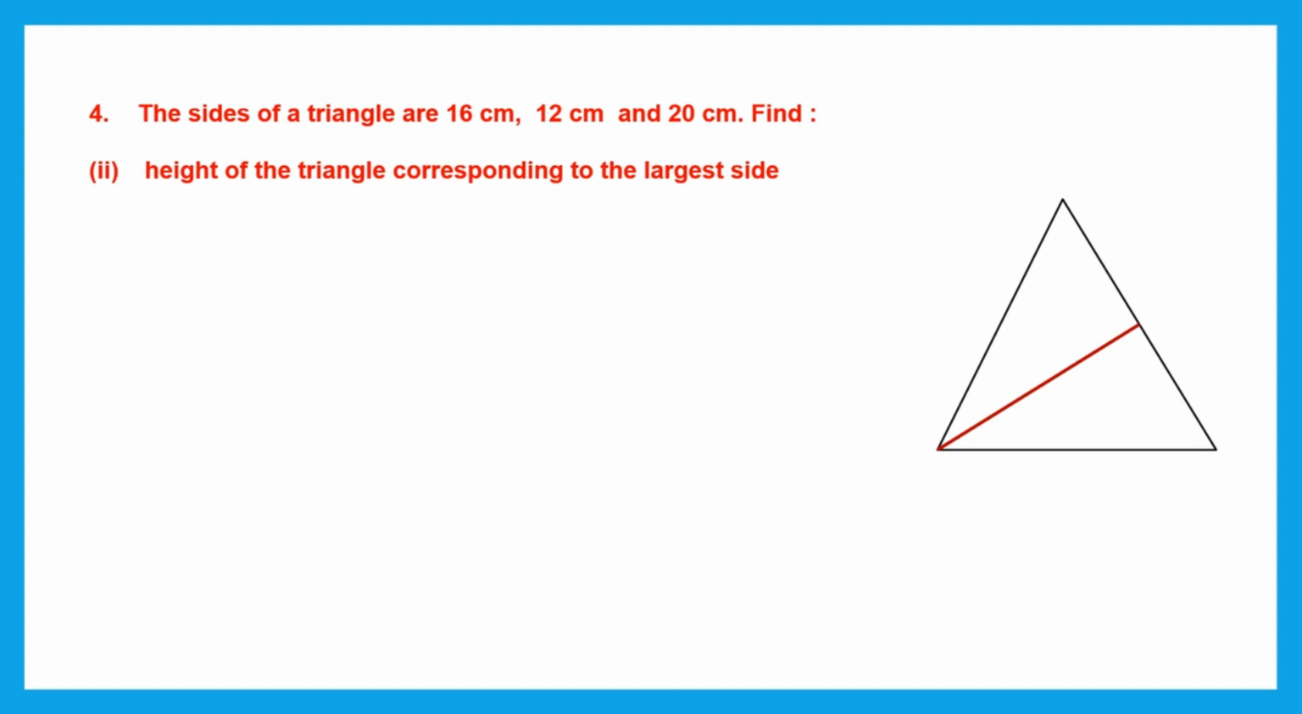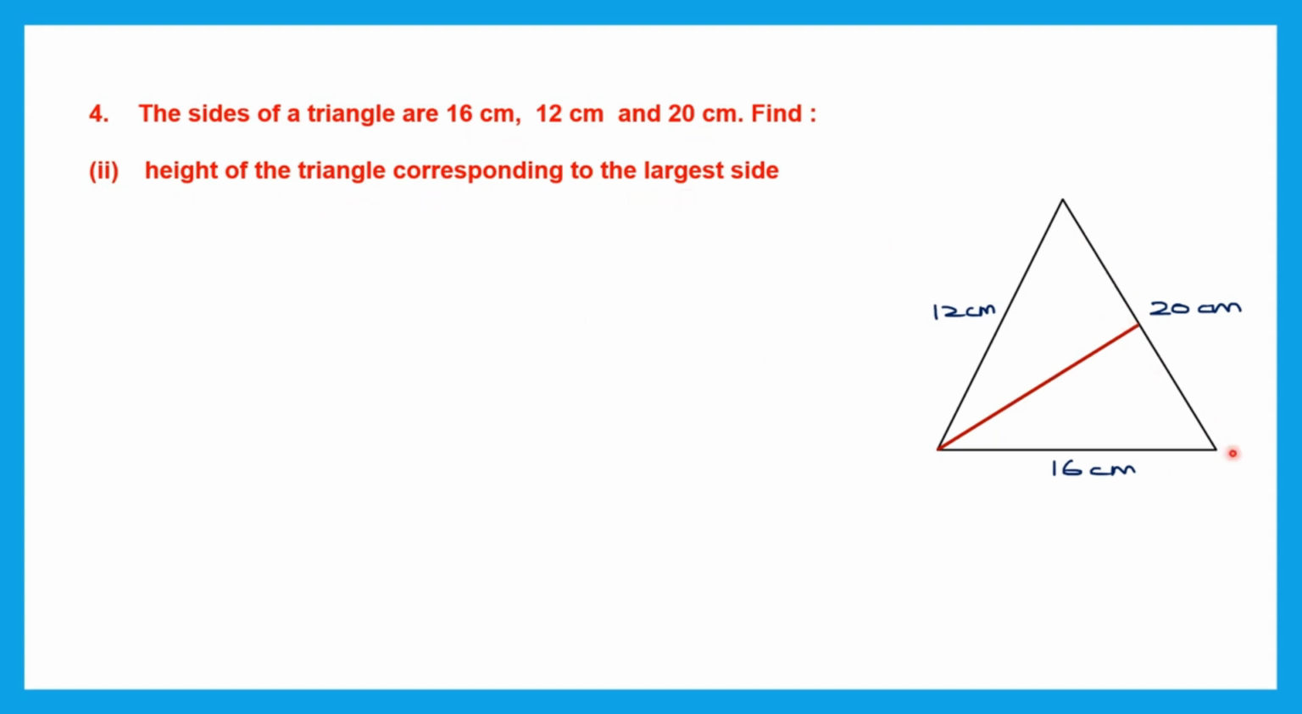Now the sides of the triangle are given. Now we have to find in question 2 the height of the triangle corresponding to the largest side. So what we'll do is we'll take this as the largest side and the largest measurement is 20 centimeters. So let's keep all the other measurements as it is, 16 centimeters and 12 centimeters. So I hope you have understood. Sides of a triangle are already given to us. It's already given. Now we have to find the height corresponding to the largest side.